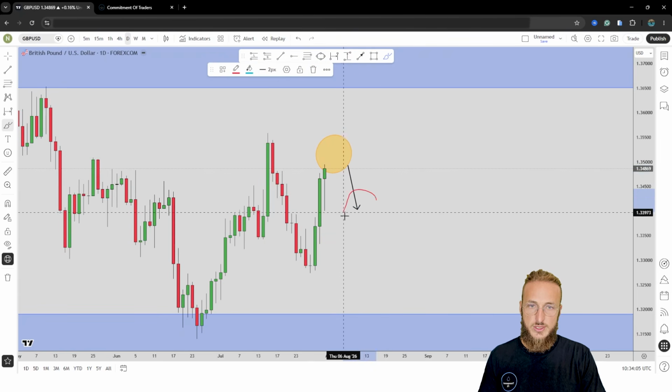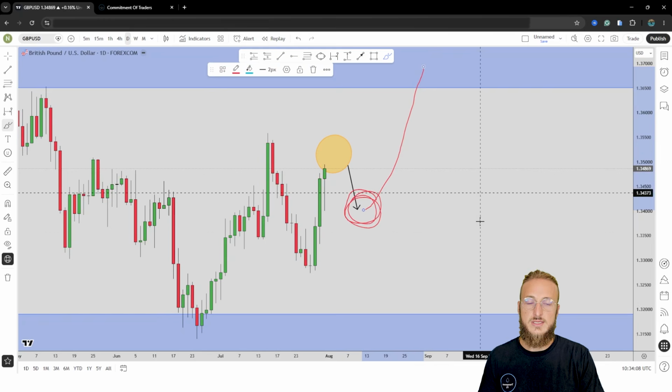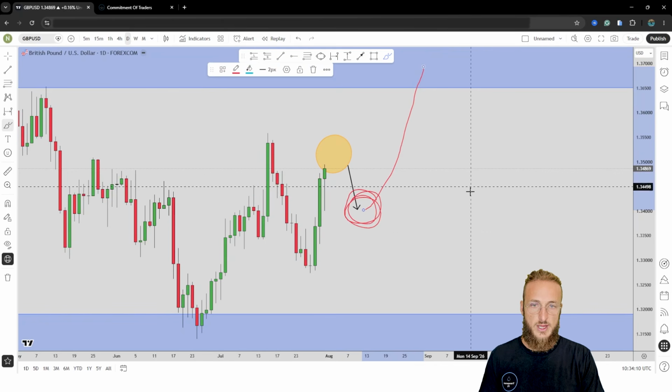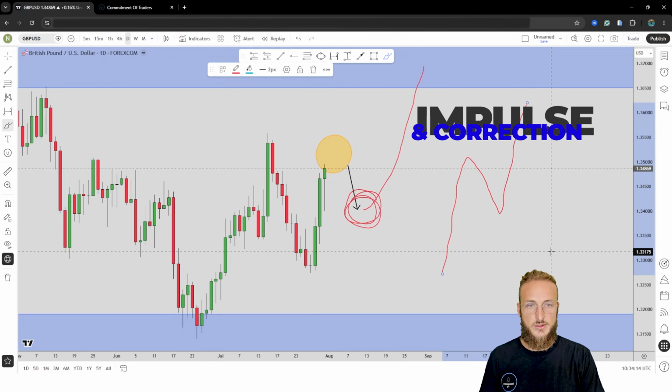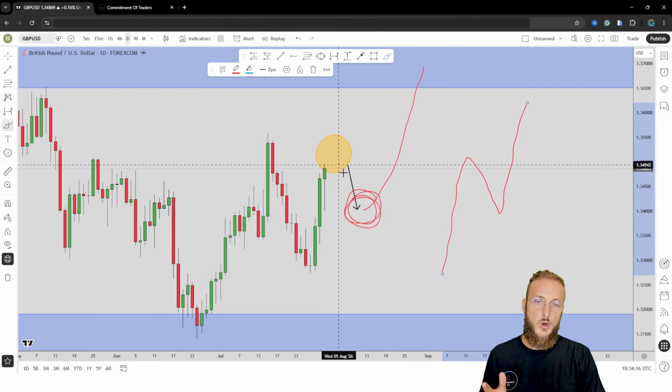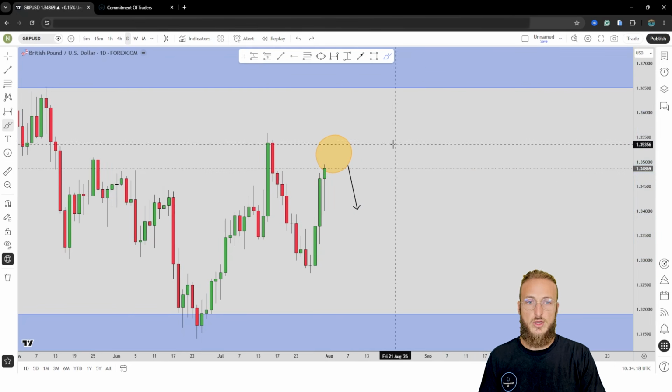And only at that point, institutions adding even more longs and bringing the price to the upside. So essentially completing a perfect impulse, correction, and impulse pattern to the upside. But the first move would be a short-term correction lower.